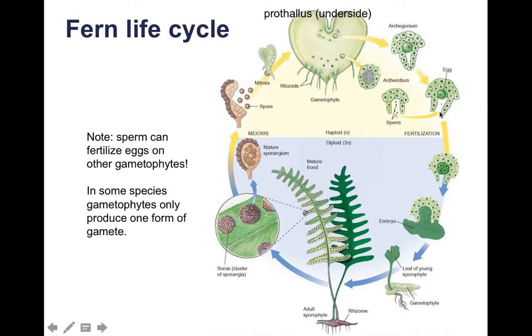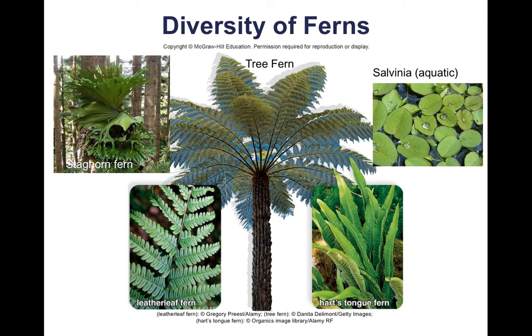So once we have fertilization, the diploid zygote will undergo mitosis and grow to form a young sporophyte. And so here's the gametophyte here, and the young sporophyte is going to grow right out of the gametophyte. The gametophyte will eventually die, leaving the next generation of the sporophyte. So this is the life cycle of the fern.